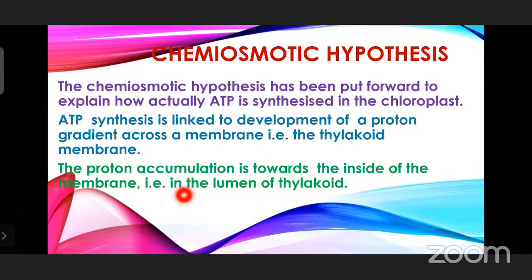So that lumen is the site where the proton accumulation happens, protons are more in number. The protons have to increase in number in the lumen, so that it will become a higher gradient. From higher gradient, the protons will be moving to the lower gradient. When they are moving, at that time, the energy present in these protons will be utilized for the synthesis of ATP. So this is the thing happening.